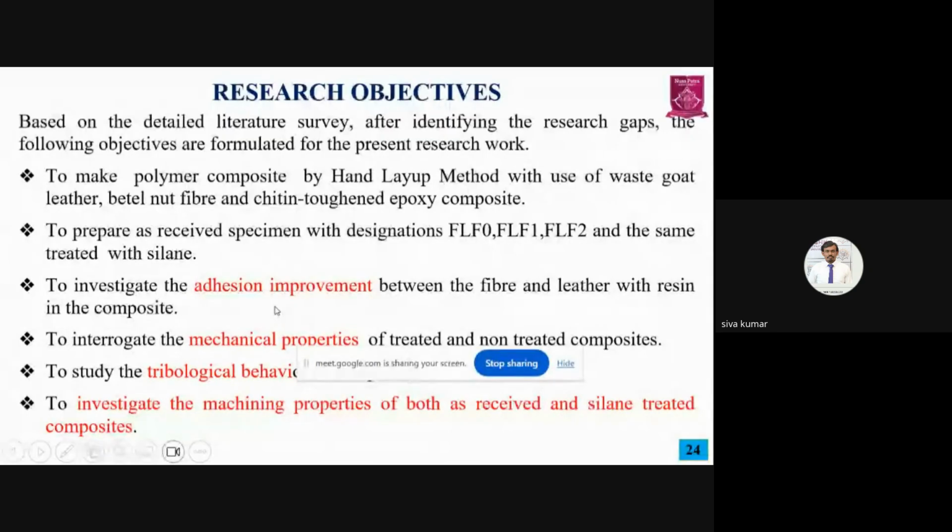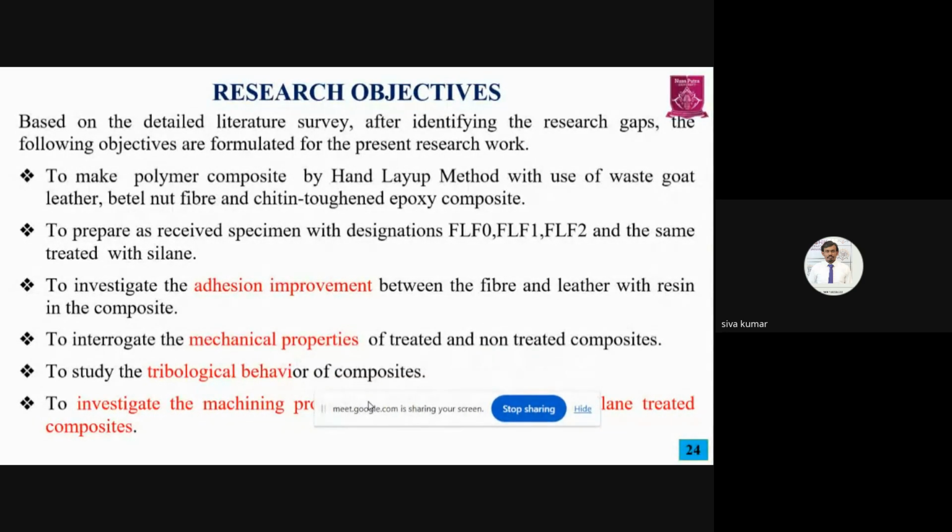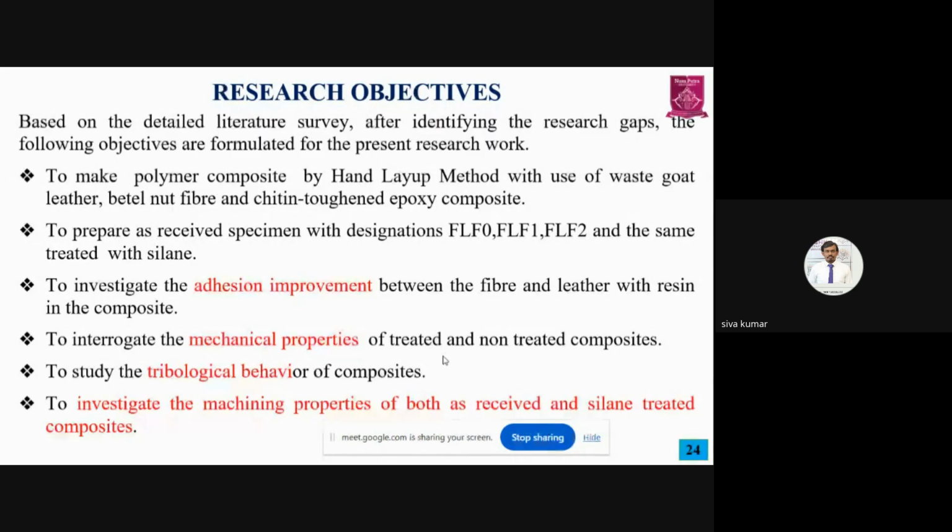Investigate the adhesion improvement between the fiber and leather within the resin in the composite. Another investigation is to compare mechanical properties of treated and non-treated, using silane treated and non-silane treated, two different categories. And to study the tribological behavior like wear using pin on disc and some other frictional characteristics. Investigate machining properties of both as-received and silane treated. As-received is an ordinary specimen, and treated is a silane treated specimen.